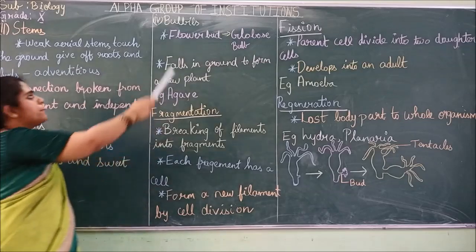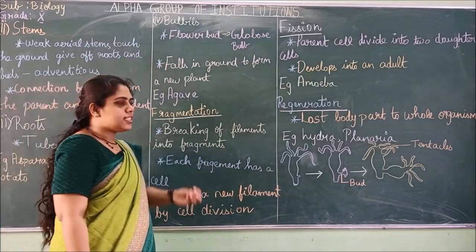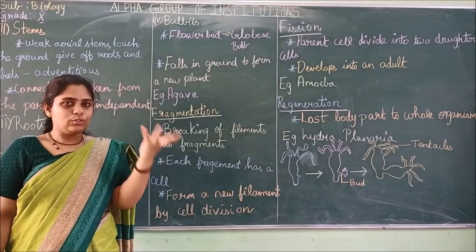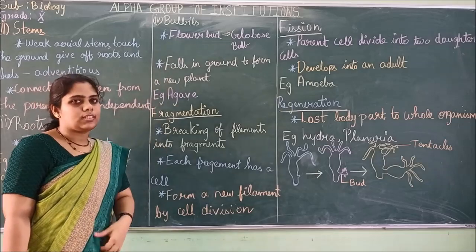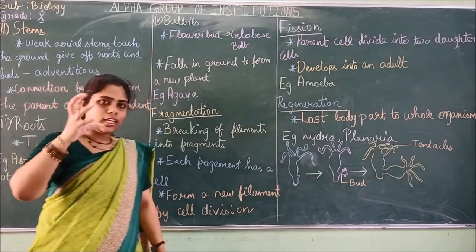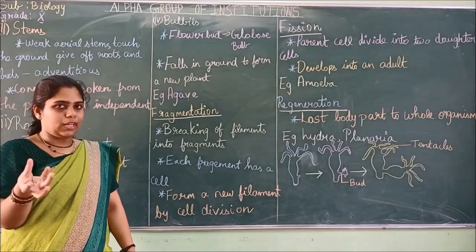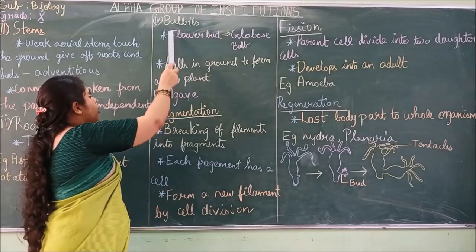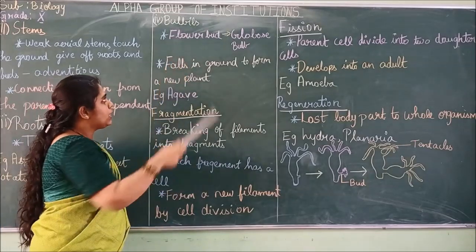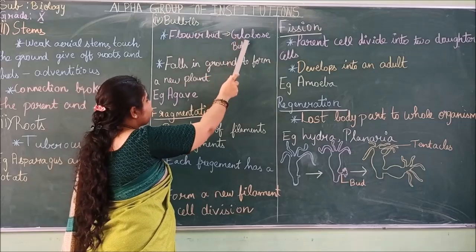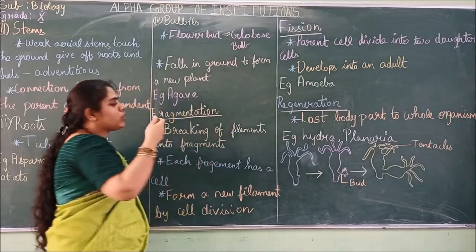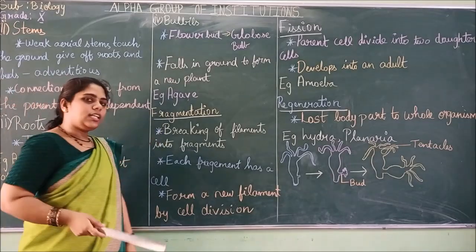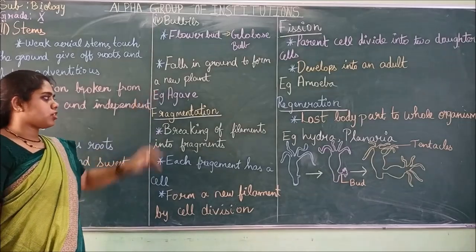And next is the bulbils. What happens is that buds will be present, and after that it will bloom into a new flower. But in the flower bud stage itself, it will change into a round, globose, bulb-like structure and grow into a new plant. So this method is done in bulbils. The flower bud forms into a globose bulb and falls to the ground to form a new plant. For example, in the agave plant this type of reproduction is done.